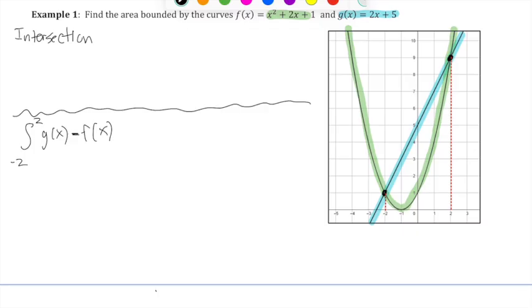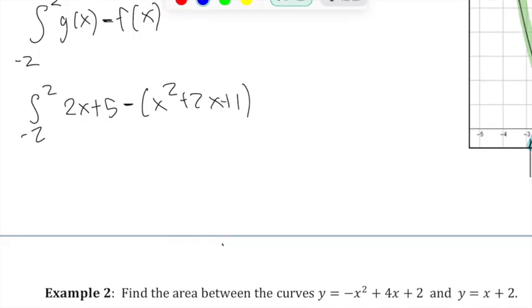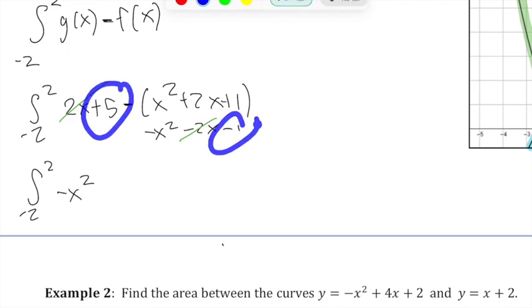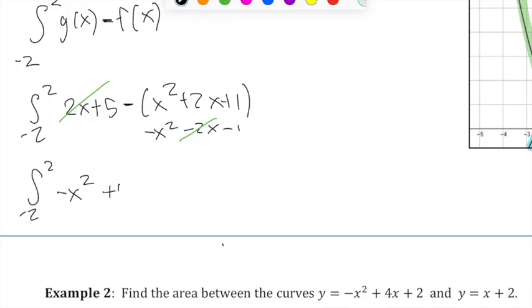So if I substitute the values in, g of x is going to be 2x plus 5. And then we're going to subtract off f of x, which is x squared plus 2x plus 1. Now, let's simplify this function. So we're going to get a negative x squared. And then we're going to get a minus 2x, which will cancel with this 2x. And when we distribute the negative through, we're going to get minus 1. And so this is going to be 5 minus 1, which is plus 4.